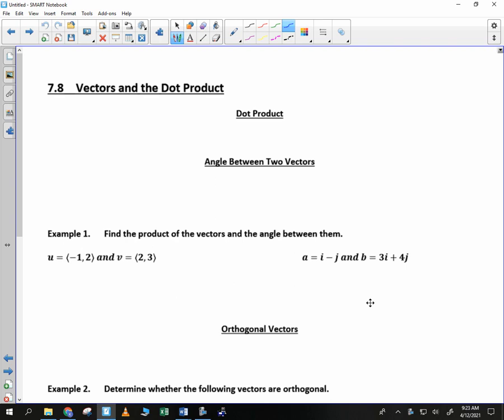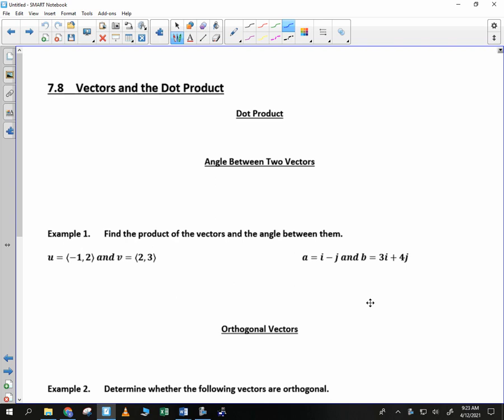Dot product. So you learned how to add vectors. It was no big deal. You learned how to subtract vectors. It was no big deal. But multiplying vectors is slightly different. Okay? So here's what you do.